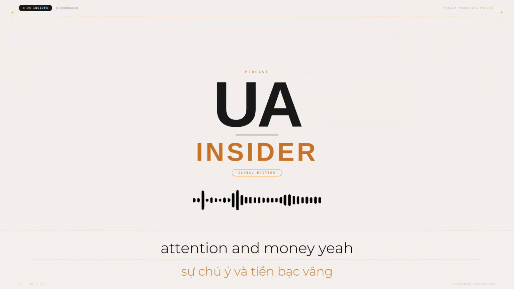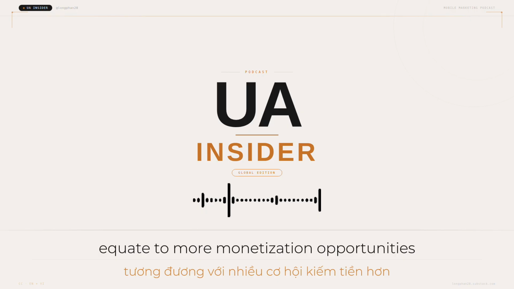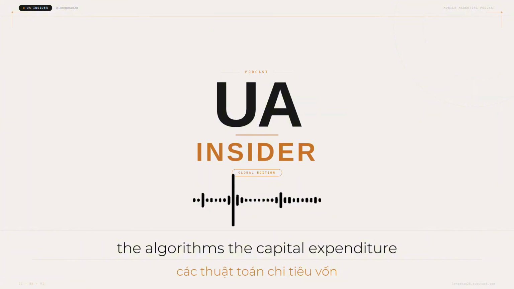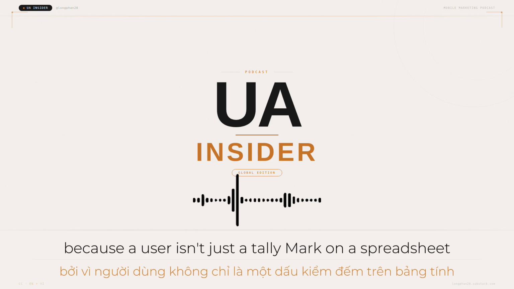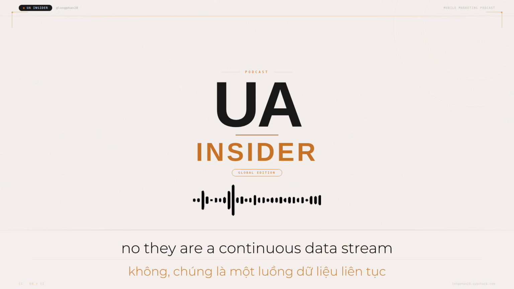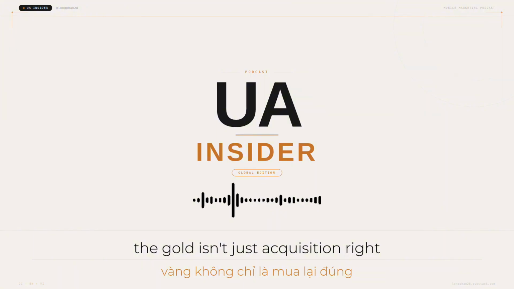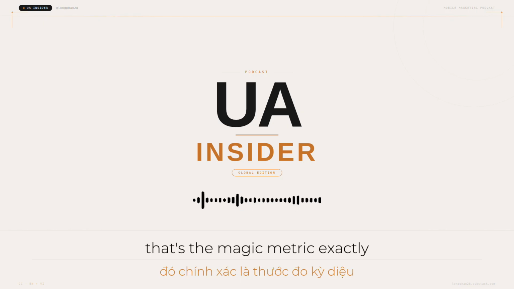Attention and money. The foundational premise is that more active users equate to more monetization opportunities. And that simple idea dictates the behavior, the algorithms, the capital expenditure of every single corporation in this space. Because a user isn't just a tally mark on a spreadsheet. No, they are a continuous data stream. They're a predictive revenue event. The goal isn't just acquisition, it's maximizing lifetime value, or LTV. LTV, that's the magic metric.